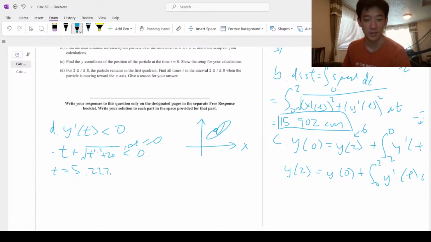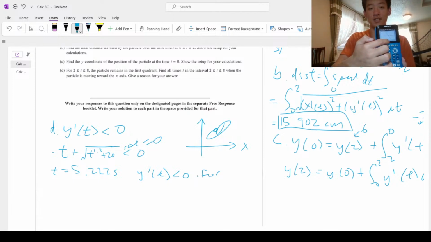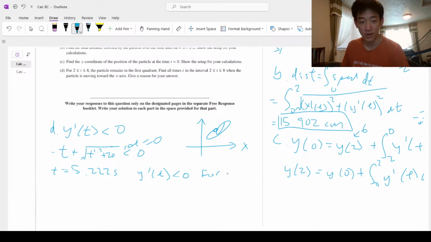That'd be good. But okay, so t equals 5.22 seconds, and basically y of t is less than 0 for, and if you look at the calculator, it's like as x increases, but x is actually t, that's when it starts becoming less than 0. So this is for t is greater than 5.222.